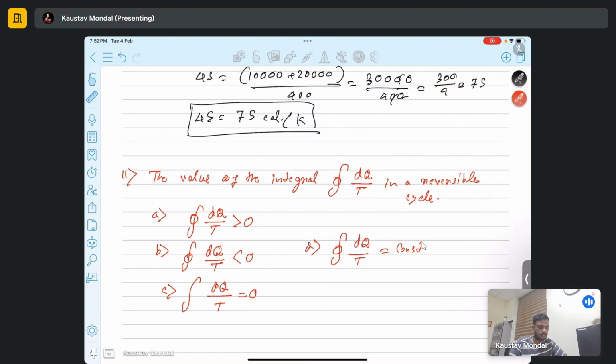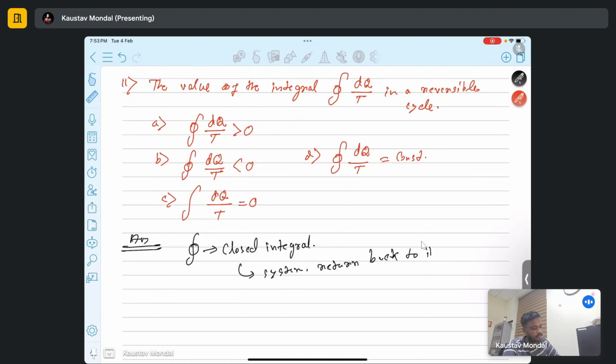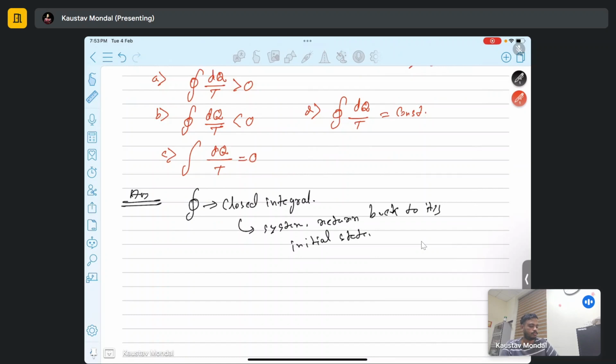There are two ways you can solve this problem. First I'll do it in the normal way. This closed path means it's a closed integral. This means the system returns back to its initial state, right? This is the meaning of a closed integral, where the system starts and, after the integration, ends up in that same state.